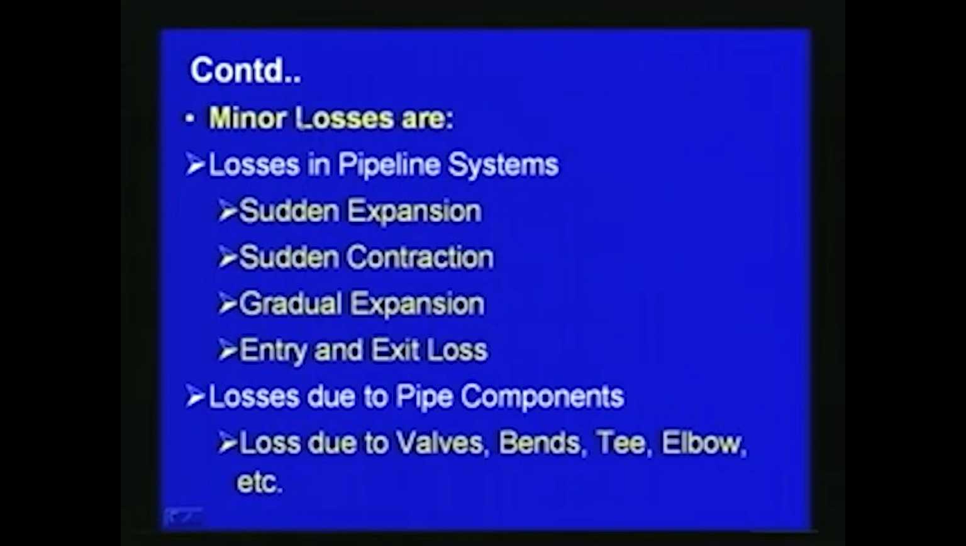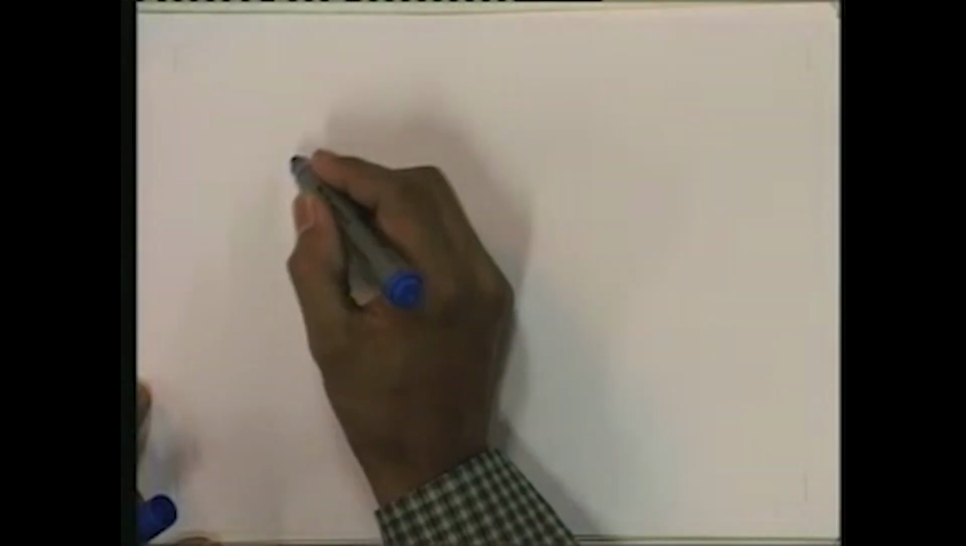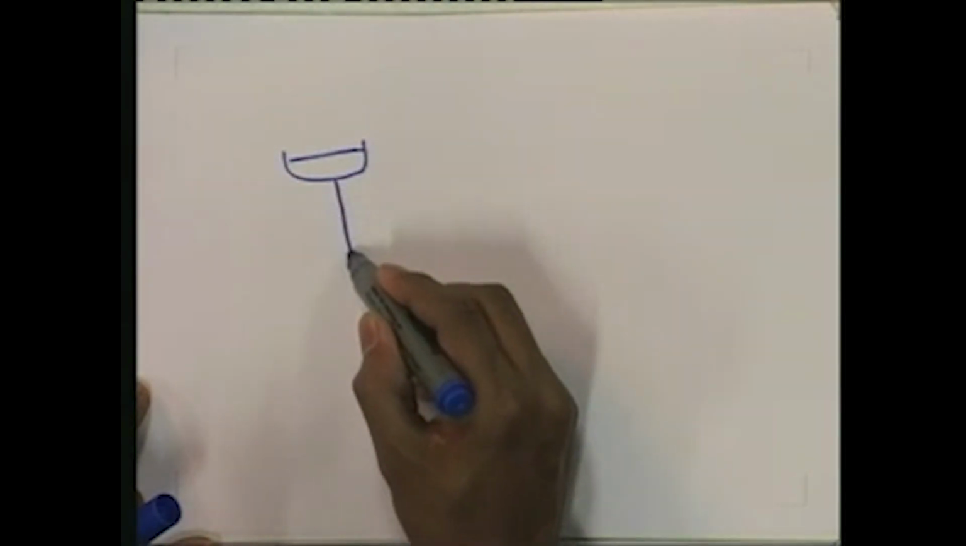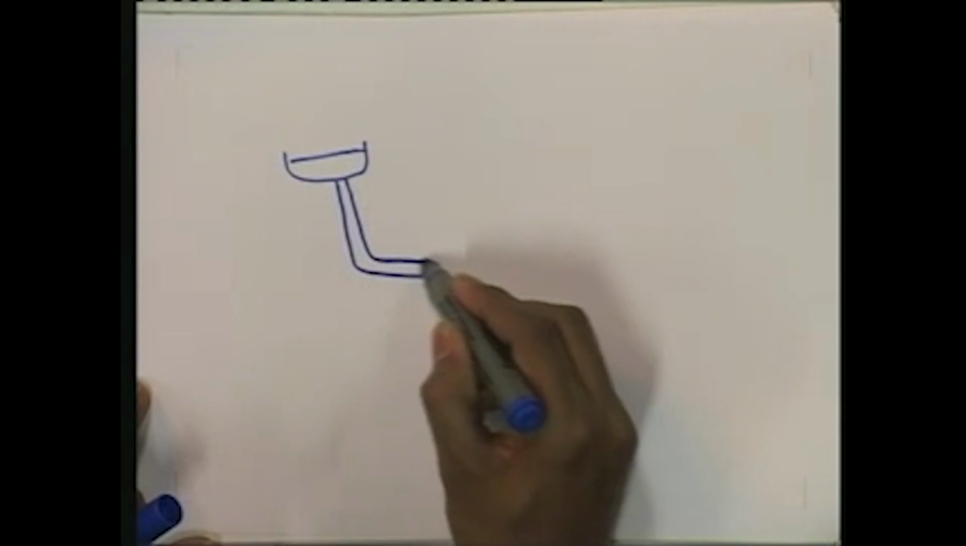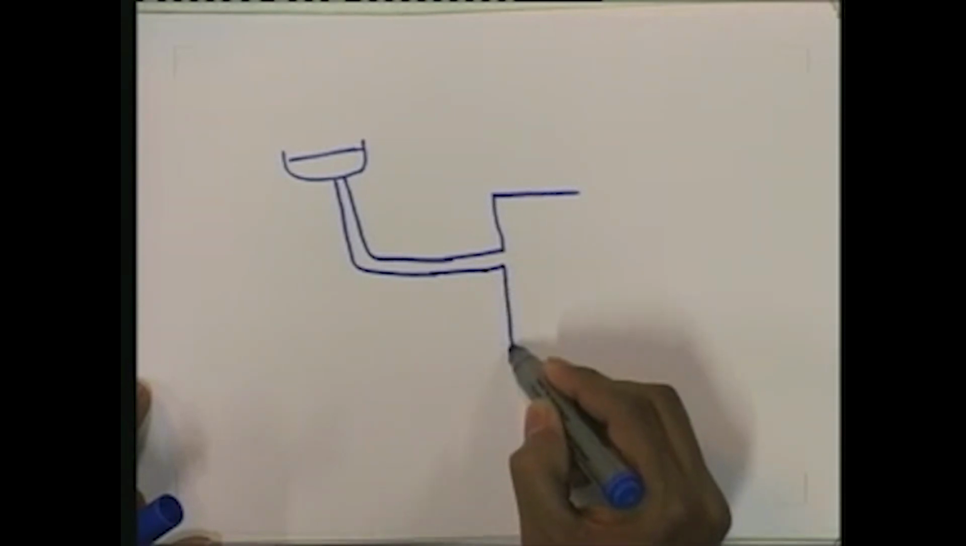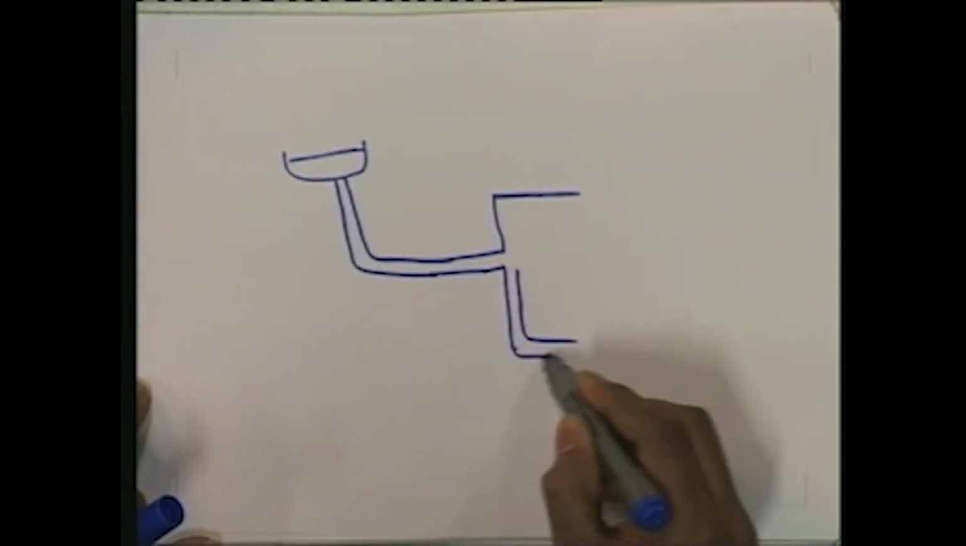As we discussed, minor losses in pipelines can be due to sudden expansion, sudden contraction, gradual expansion, entry loss, exit loss, and also losses due to pipe components like valves, bends, T, elbow, etc. For example, if there is a tank here and you are putting a pipeline like this with various branches and various joints, you can see these losses.